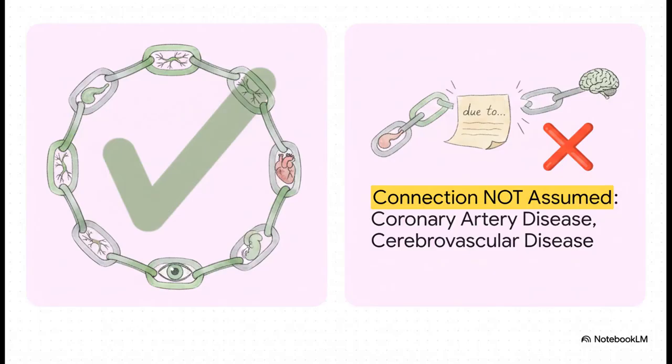But, and this is a big but, here's the catch. This awesome automatic assumption doesn't apply to everything. For some major conditions, like coronary artery disease, that link is not presumed. In those cases, you need the physician to explicitly document the connection, something like coronary artery disease due to diabetes, before you can make that link in your codes.